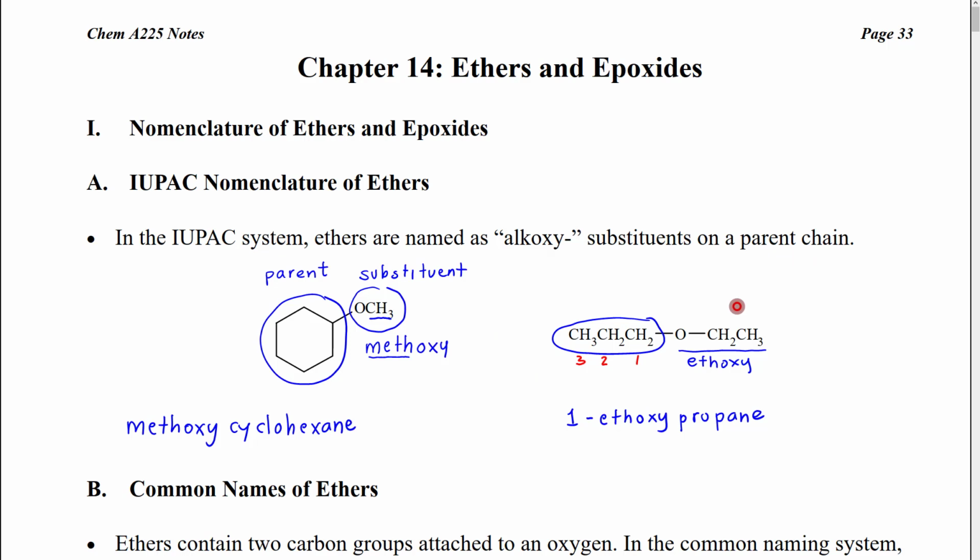Here's another example. We now have 2 straight-chain carbon groups. The one on the left has 3 carbons. The one on the right has only 2. So we select the carbon chain on the left to be our parent. Because it has 3 carbons, it is a propane. We then choose this group to be an eth, because there's 2 carbons, oxy, substituent. And because we have a straight chain propane, we have to indicate that the ethoxy is attached on carbon 1. So the name is 1-ethoxypropane.